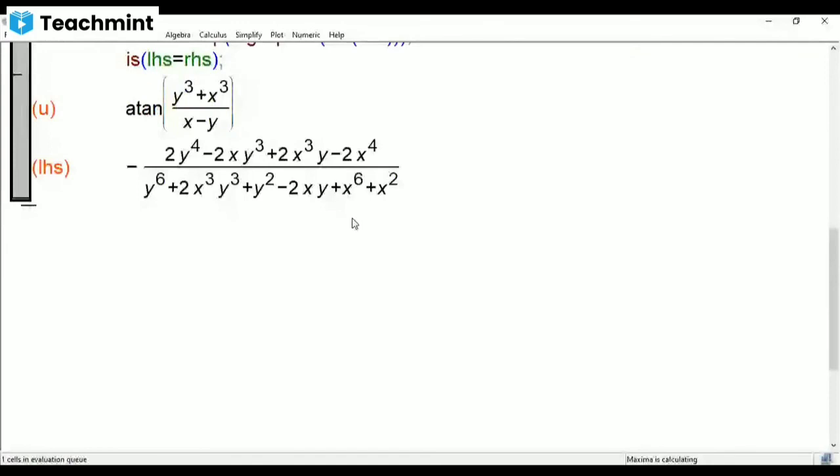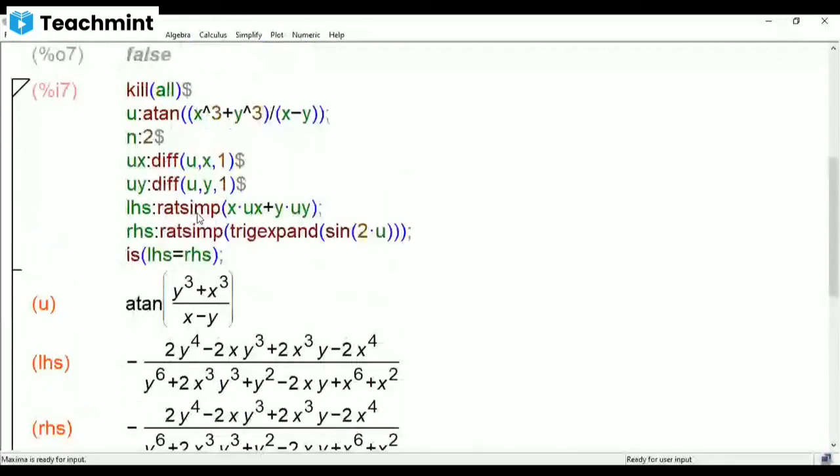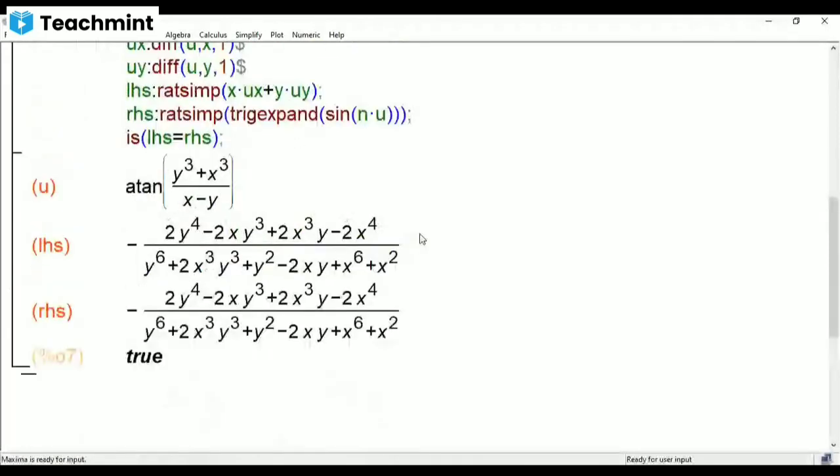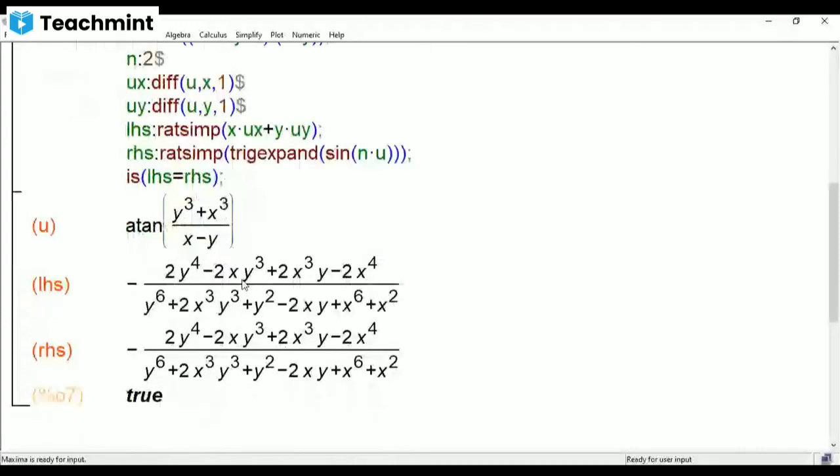Now see, we got true. Am I right? So the right hand side was not n into u. I mean, you can give n into u here, but it is sine 2u. That is the reason why we were getting false. Now it is correct. So your right hand side was sine 2u, sine of n into u. So this completes Euler's theorem and the verification of Euler's theorem using a Maxima program. I'll stop at this stage. We'll continue. Thank you.